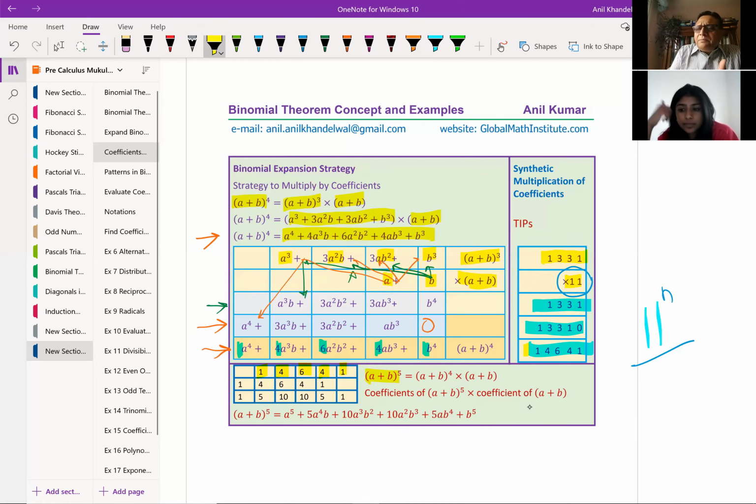Right. So multiplying by 11 is copy the whole numbers and then shift and copy, correct? You could do either way. So I have the numbers 1, 4, 6, 4, 1. I shifted them 1, 4, 6, 4, 1 with a 0 placeholder and then added them all. So when I add them, I get my coefficients as 1, 5, 10, 10, 5, 1, which is the coefficients for anything to the power of 5.